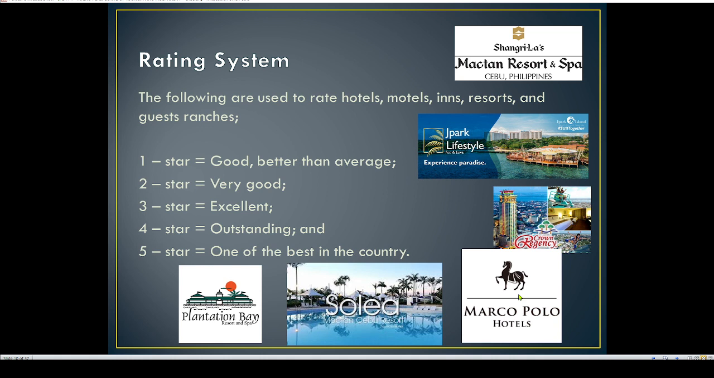So we have it here, Shangri-La Mactan. That is a five-star resort. J Park, it's a five-star. Crown Regency, that is a four-star. Marco Polo is a three-star. Solea, three-star. Plantation Bay is a four-star. No? So that is what we call the hotel rankings. So they are rated or ranked according to the number of stars. Okay? Once maabot na gani ka class sa pinakataas, five-star hotel, that means you are a really good hotel, no?